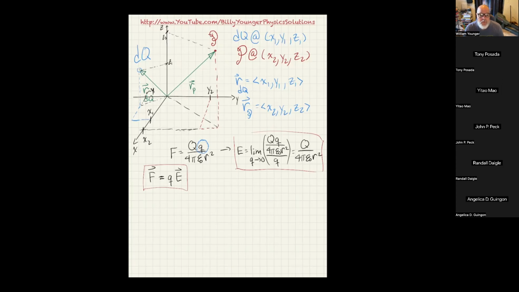That final point would be x1, y1, z1, and then you subtract from it 0, 0, 0, which is the origin. That's the tail of where the vector is. And then you take that mathematics that you did, x1 minus 0, and you make that now the x component of r dq. And you take y1 minus 0, and you make that the y component of dq, and you take z1 minus 0 and make that the z component.